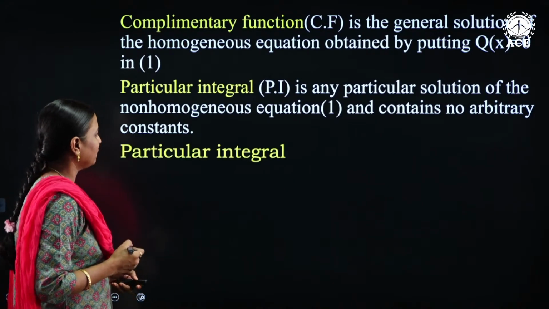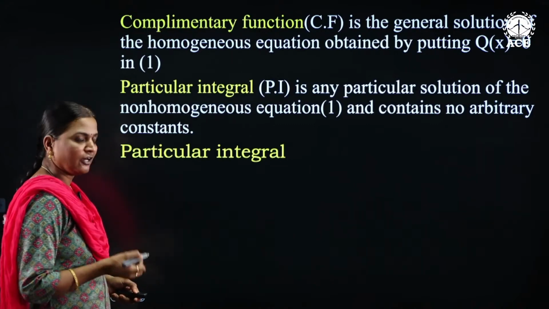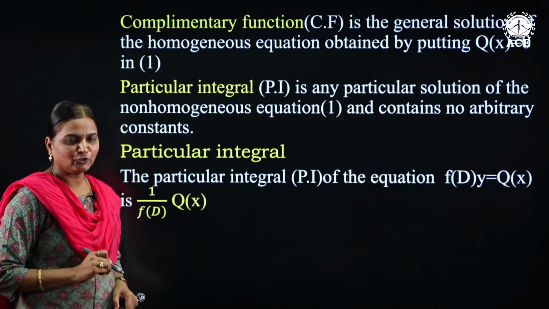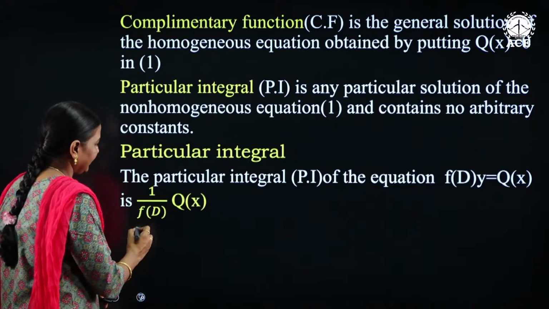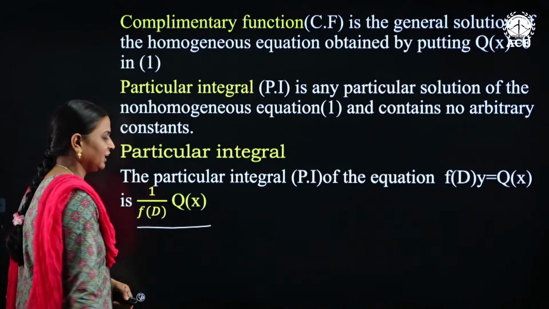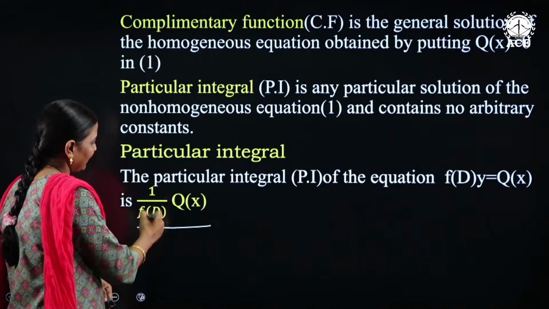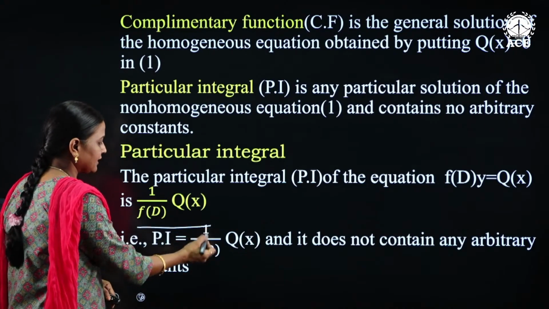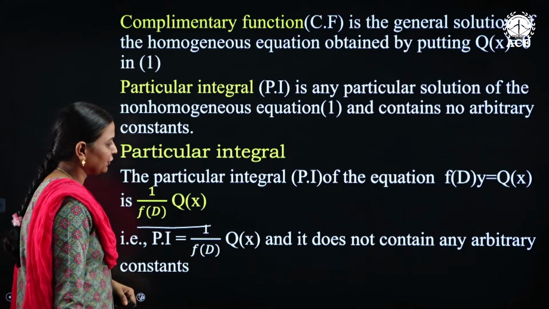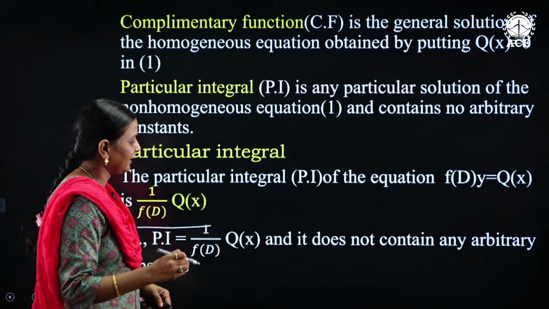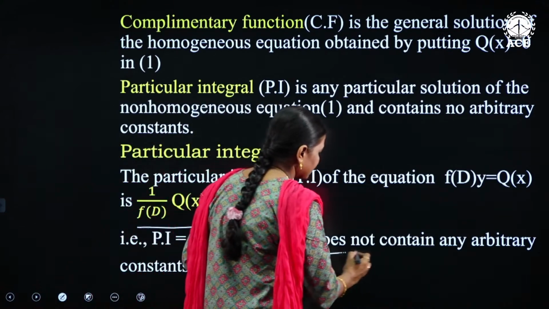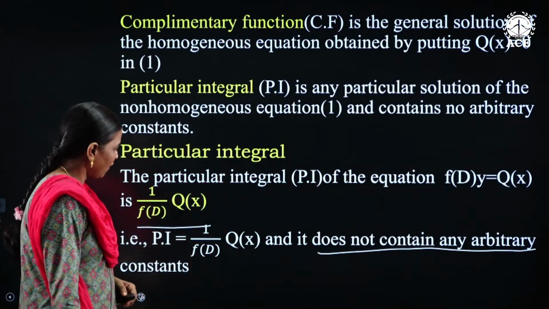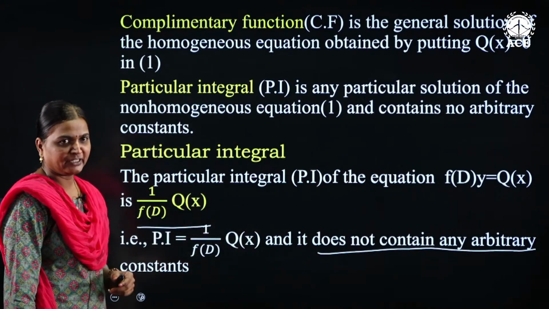How to define the particular integral? f of D into y equal to q of x is a non-homogeneous differential equation. Then the particular integral is 1 by f of D into q of x. So this 1 by f of D into q of x gives the particular integral. And what is the important key point? Here this particular integral does not contain any arbitrary constant. That is a very important condition.